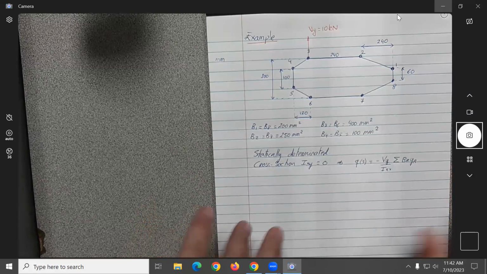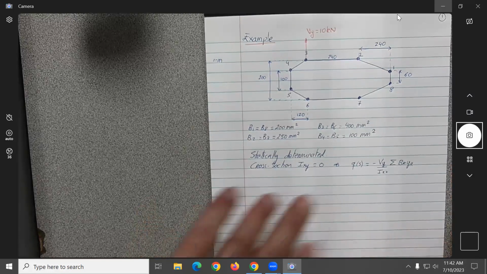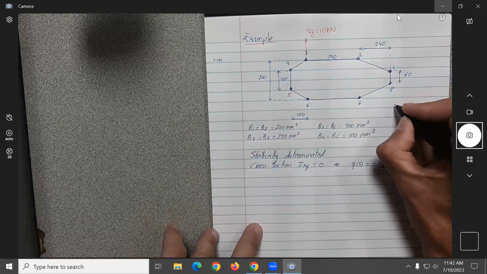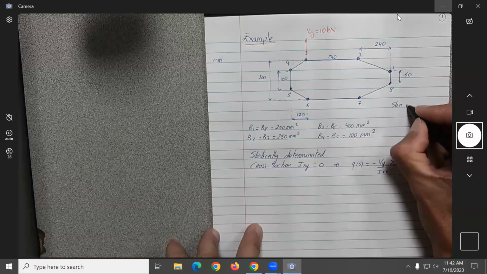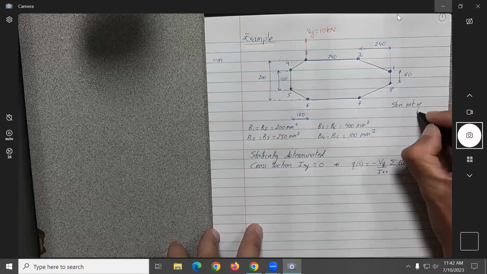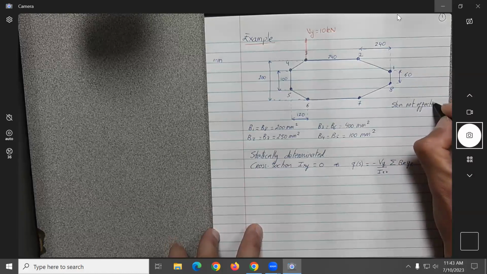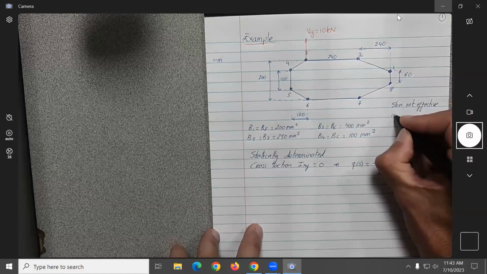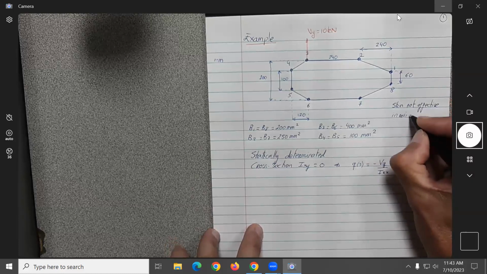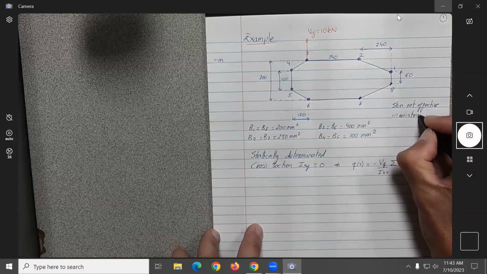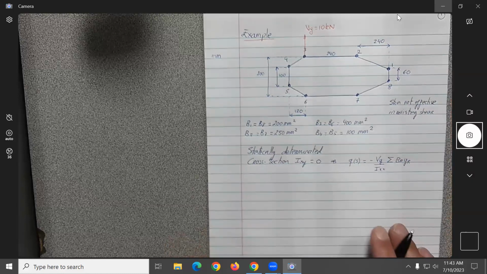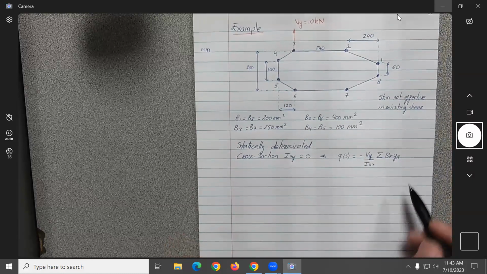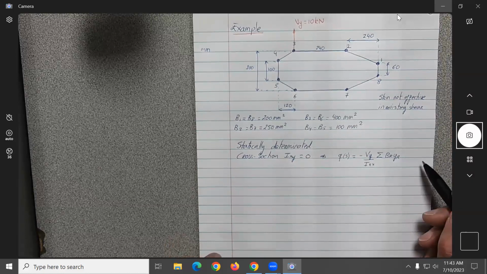Something I haven't mentioned, but you can write it here: assume skin not effective in resisting shear, because if it was effective, then we need to take that second term on the side, the integral side. Is that a question?